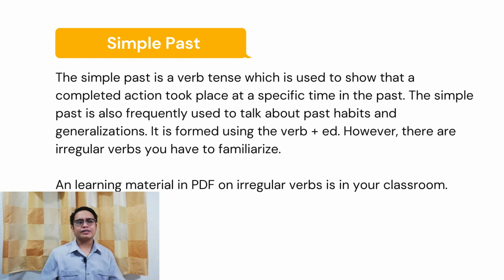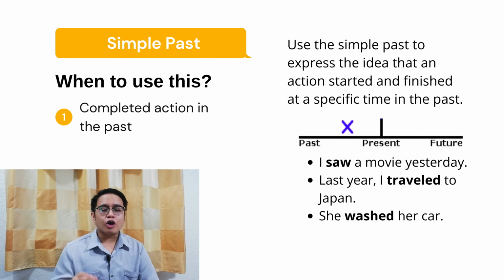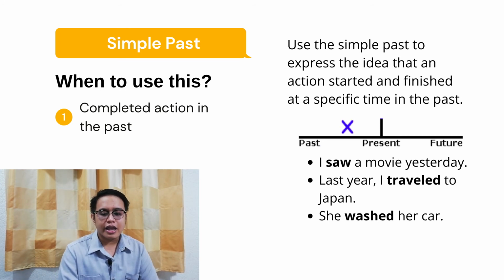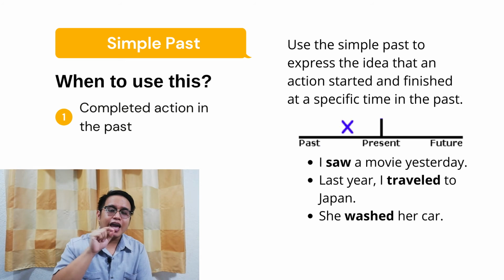Unsaon ni nato paggamit ang simple past? Now, we use simple past, number 1, when we need to show a completed action in the past. Use the simple past to express the idea that an action started and finished at a specific time in the past. So, it happened in a specific time in the past.